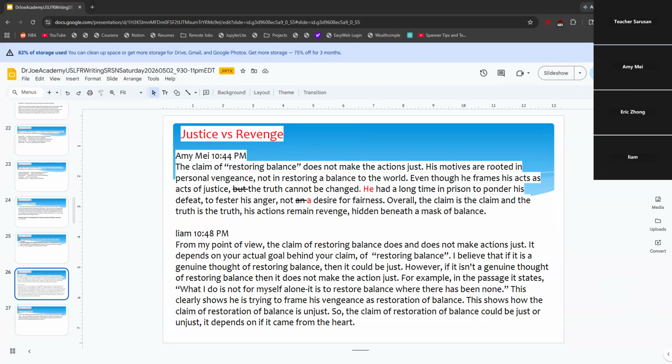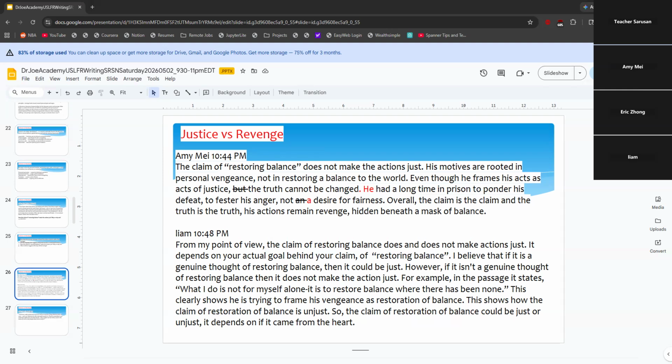For example, in passage it states, "What I do is not for myself alone, it is to restore a balance where there has been none." This clearly shows he is trying to frame his vengeance as a restoration of balance. This shows how the claim of restore of balance is unjust. So the claim of restoration of balance could be just or unjust. It depends on if it came from heart.